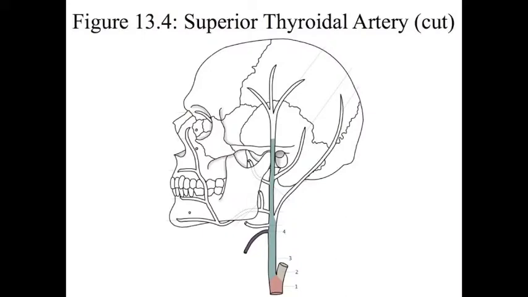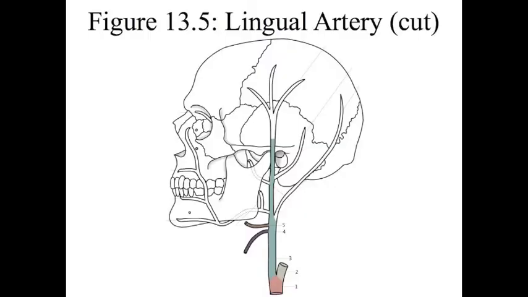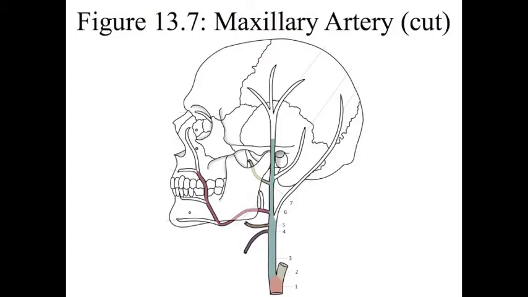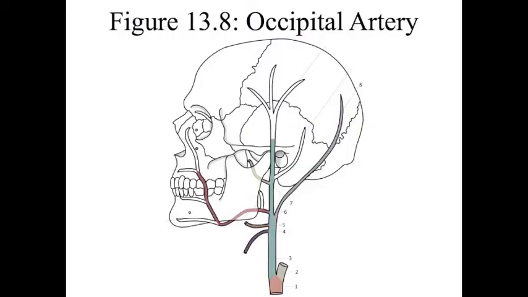Number 4 is the superior thyroidal artery. It's cut because it goes down to the thyroid. Number 5 is the lingual artery. It is also cut because it goes up into the tongue. Number 6 is the facial artery. This artery has lots of branches and we will talk about them later. Number 7 is the maxillary artery. It is cut and also has many extra branches. So many, in fact, that the next figure is completely dedicated to the maxillary artery.